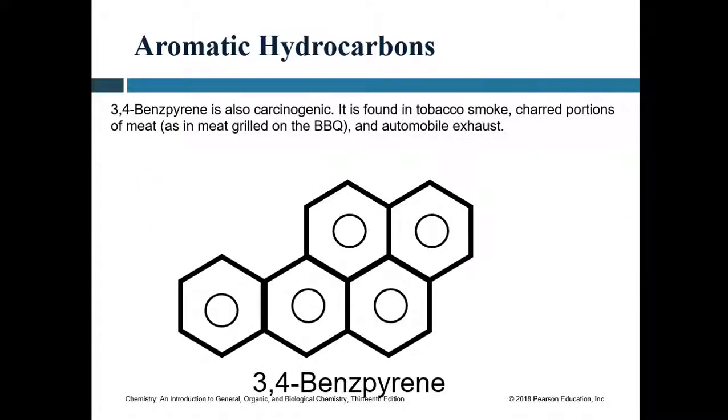So here's another example of a PAH, a polycyclic aromatic hydrocarbon. Let's see, in this case, we have 5 rings fused together. Now this is 3,4-benzopyrene. It's also carcinogenic. And you go, well, I'm going to stay away from that. Well, let's see where that's found. It's found in tobacco smoke. And you go, oh, well, I don't smoke, so I'm okay.